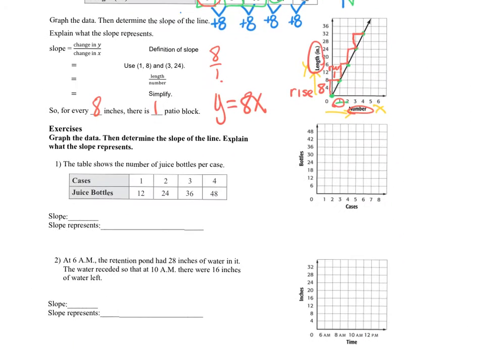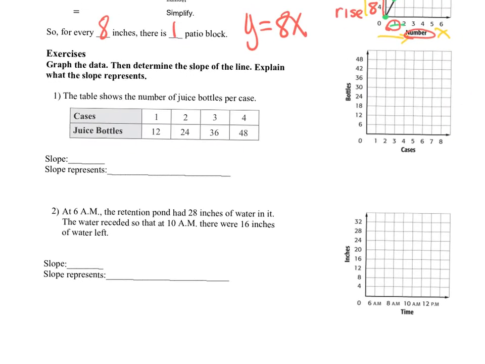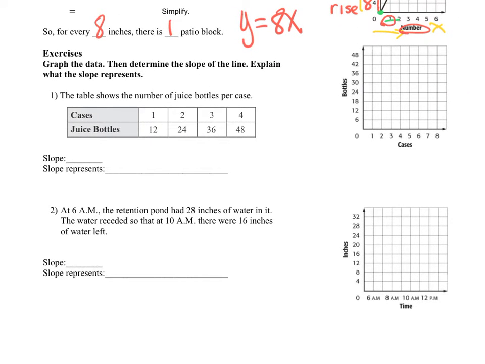Look at the next example. It says graph the data, then determine. So let's graph it first, okay? We have (1, 12), and then we have (2, 24), (3, 36), and (4, 48). If I were to graph this, it would go in a straight line through (0, 0), so it is proportional, just like the things we've been talking about.